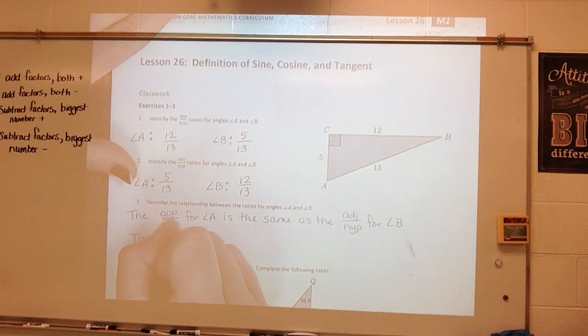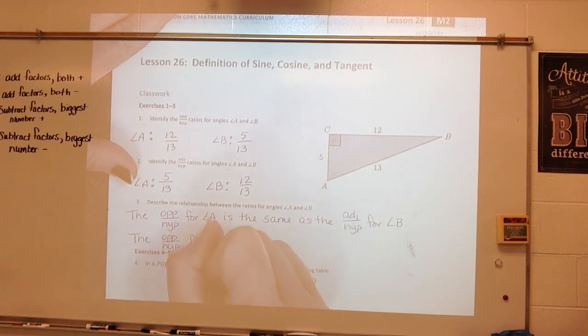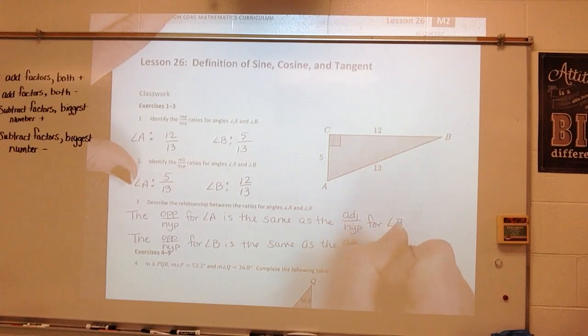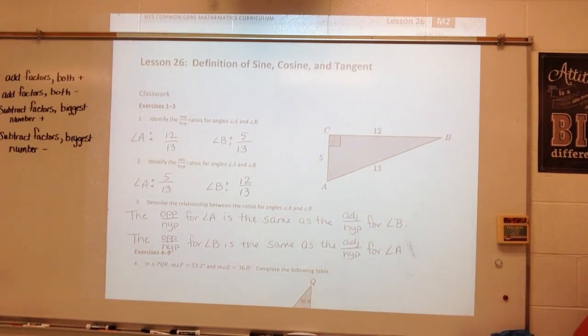The opposite over hypotenuse for angle B is the same as the adjacent over hypotenuse for angle A. Alright? So that's the relationship that we see here.